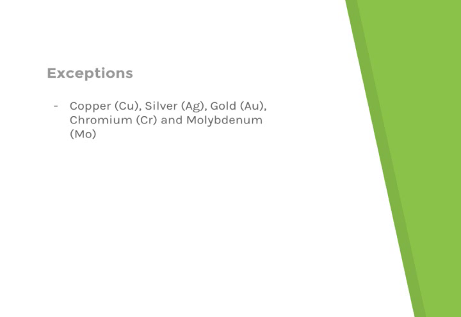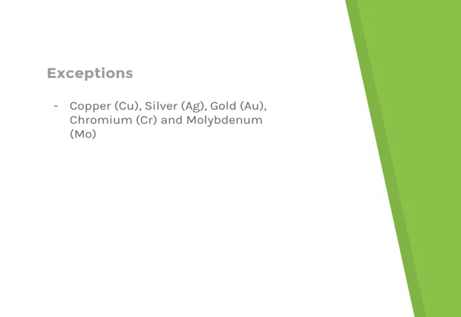The unfortunate thing about these rules is that they are not perfect. There are a few exceptions. However, the exceptions themselves are all basically the same. You remove 1 electron from the s orbital in the row and add it to the d subshell. So this is just a lower energy state for the electrons to be in. And the exceptions you're going to want to know are copper, silver, gold, chromium, and molybdenum.